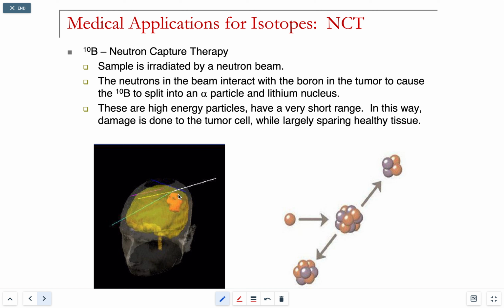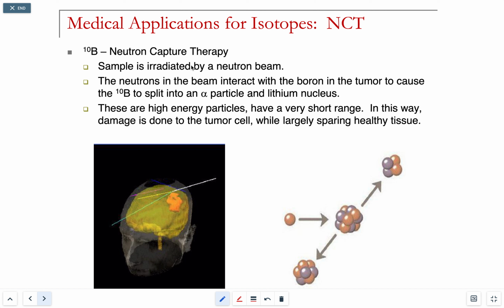One thing that's distinctive about tumor cells and normal cells is that tumor cells are metabolically a lot more active. They require much greater blood supply, and so boron-10 in a particular molecule will accumulate specifically in the tumor more than healthy tissue around it.